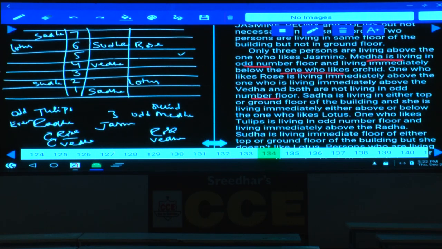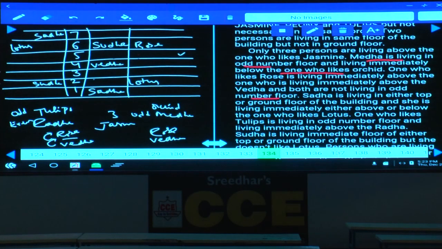Jasmine can be either on the 4th floor or on the 5th floor, isn't it? And Medha is living on an odd number floor, immediately below the one who likes orchid. Then tell me what should be the position of this Medha.